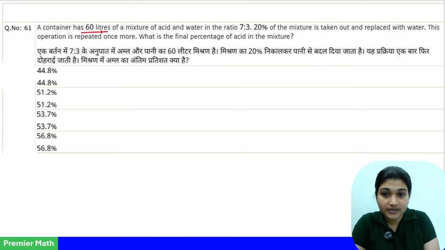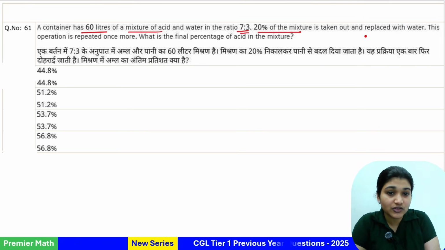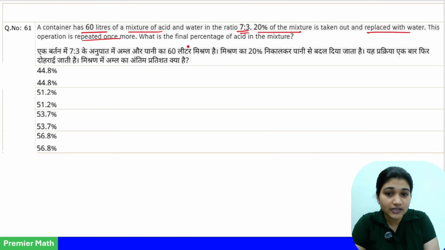A container has 60 liters of a mixture of acid and water in the ratio 7:3. 20% of the mixture is taken out and replaced with water. This operation is repeated once more. What is the final percentage of acid in the mixture?